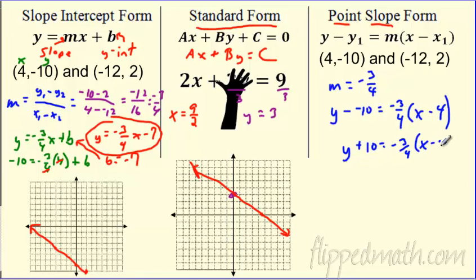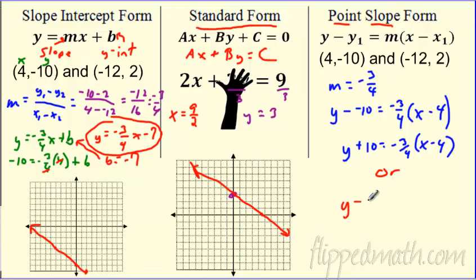Isn't that cool? So we don't have to find b. We are done and done. We know the slope, we know a point, and then we can graph it. So from here to graph it, you could solve it for y and graph it out, or you could just start at the point (4, negative 10) and graph it from there.